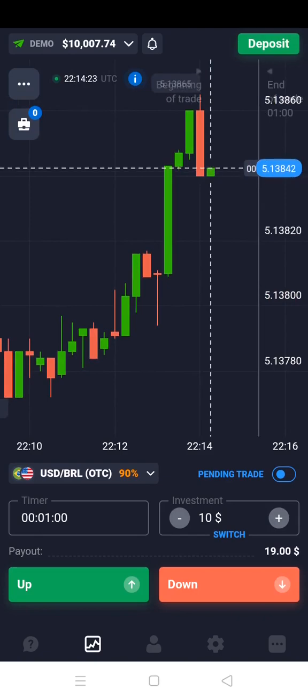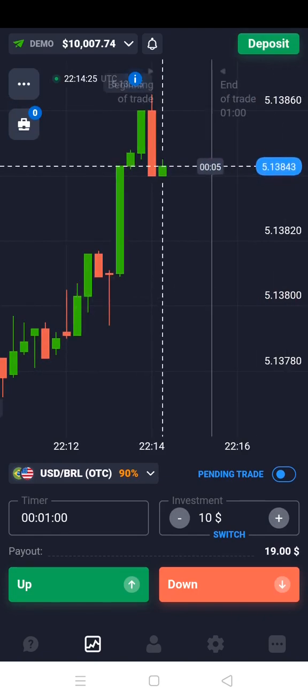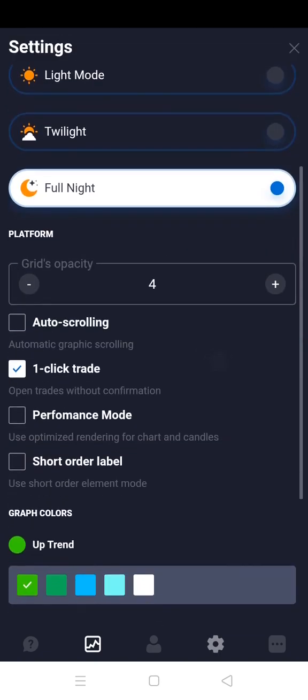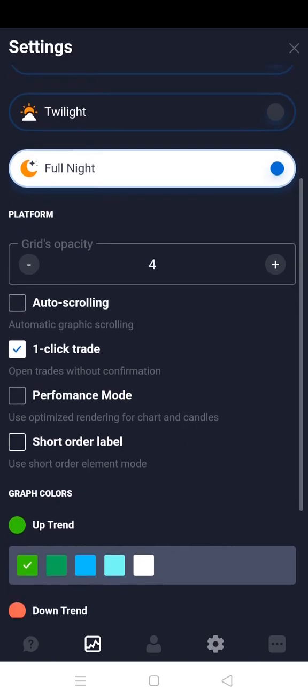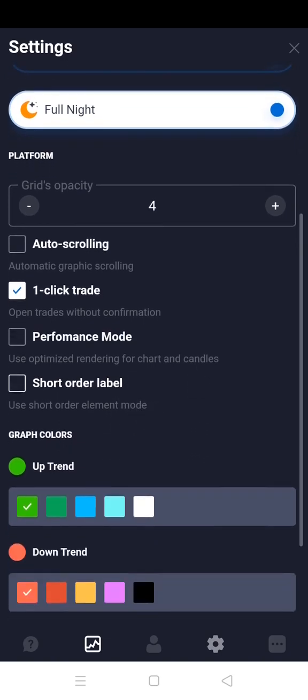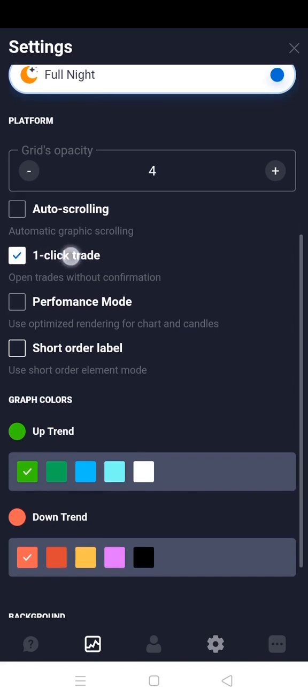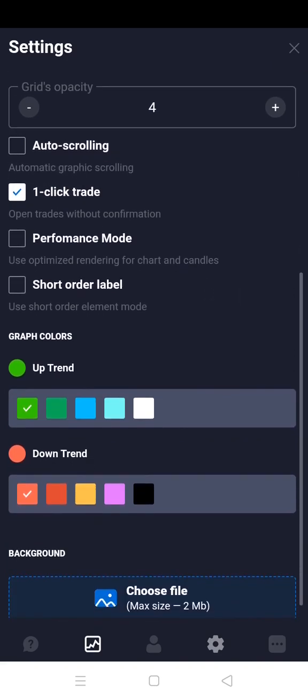Okay, those box lines here, those are the grids. Auto scaling, automatic graphic scrolling, I didn't put that one. One click trade is important. If you don't have it, please check it. Performance mode: use optimized rendering for chart and candlesticks.